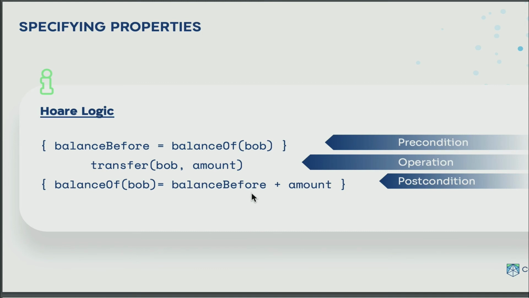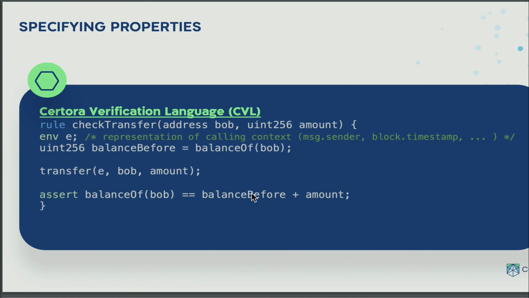A different way to express properties, but they are the same, is something that looks a little bit like a program. And this is our language, the Certora Verification Language. But there are other ways. Fuzzers also have different ways to write properties. But the general idea is the same. There is some kind of precondition, and then there is some kind of operation, and there is a postcondition. The precondition here is the assignment to the balance before, and there is an operation, and there is a condition that must hold.